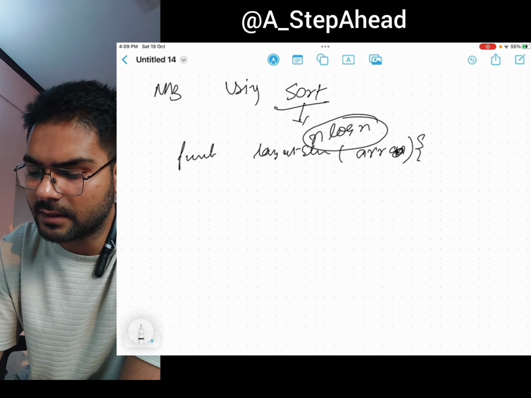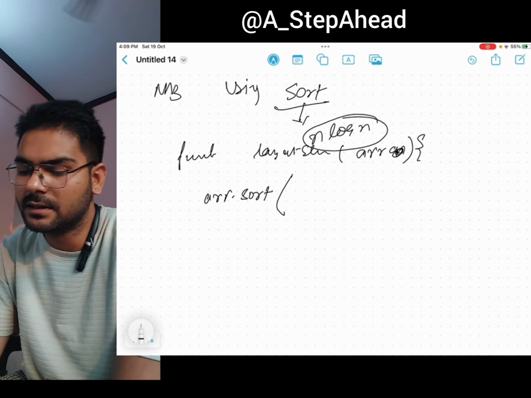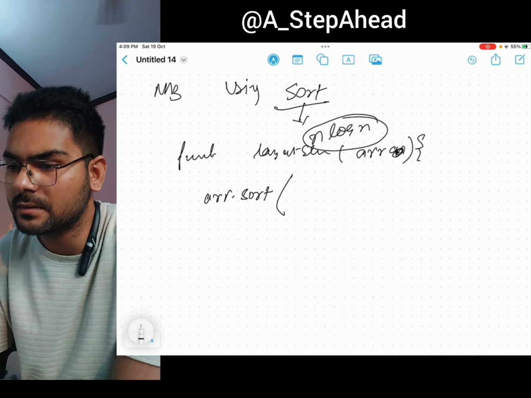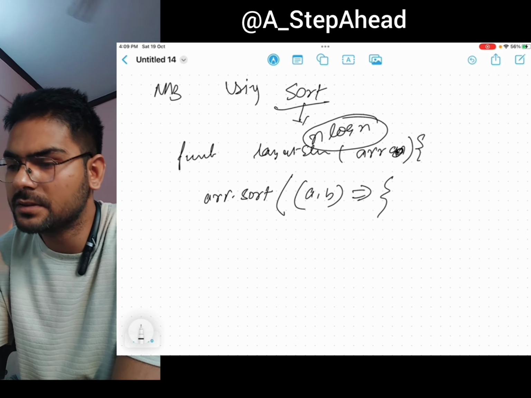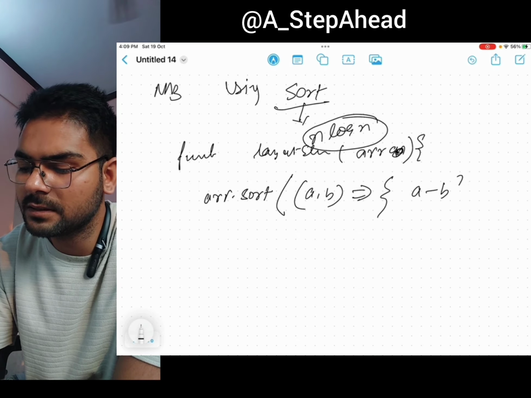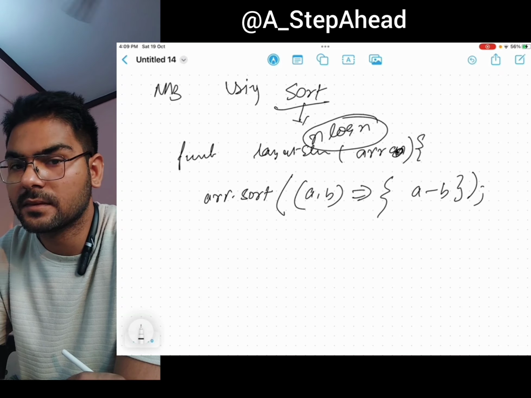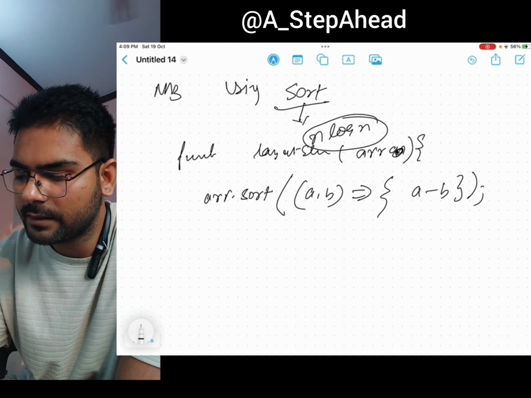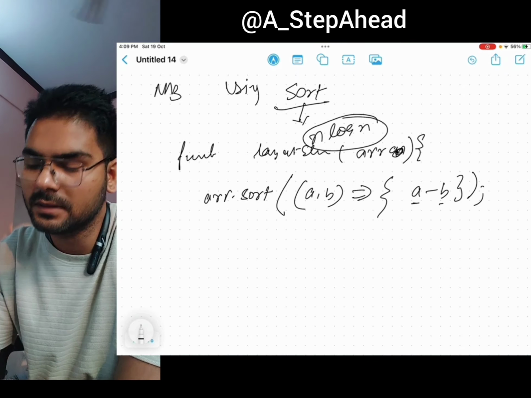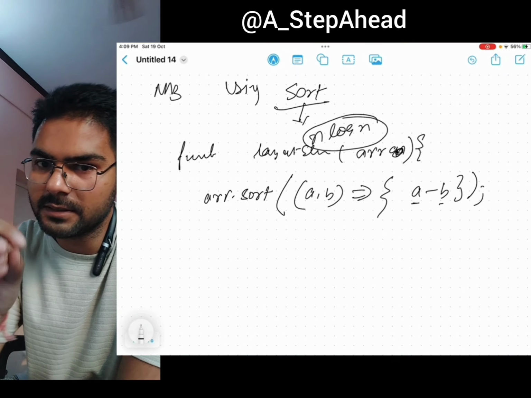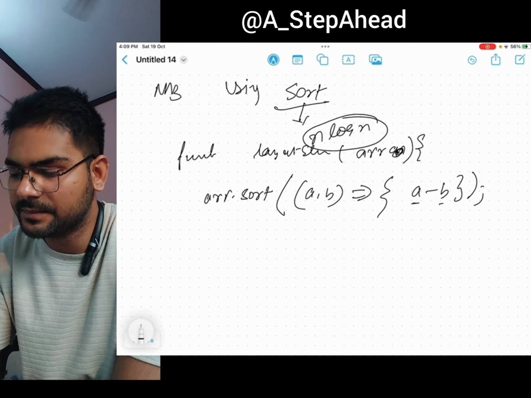So array dot sort, again it takes a callback function. How does the callback function work? It takes 2 parameters, and it works like this: a minus b. Sorting done. A minus b, that is, it is taking 2 values. If a is greater than b, it will keep inserting, so it will arrange in ascending order.